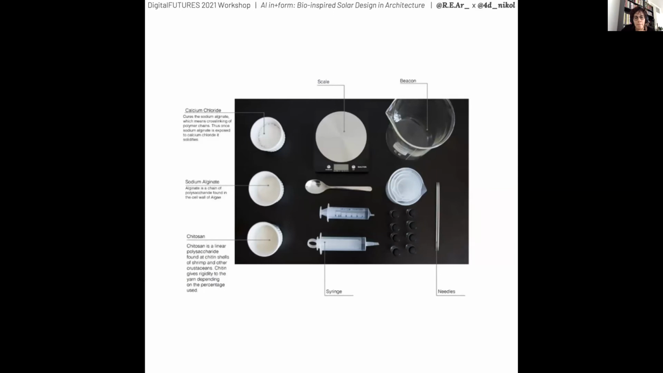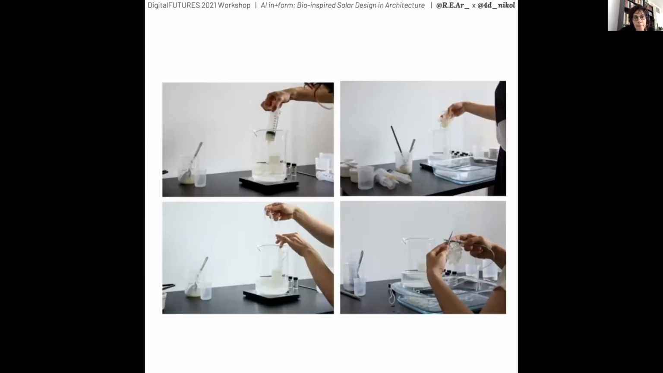So I use algae, sodium alginate that is found on the cell wall of algae, and then I also use chitosan, which makes the hydrogels a bit stronger to work with. And these are also diluted within water, and then they are put with calcium chloride. You have to put everything in calcium chloride to get your yarn. So this is a bit of the process.